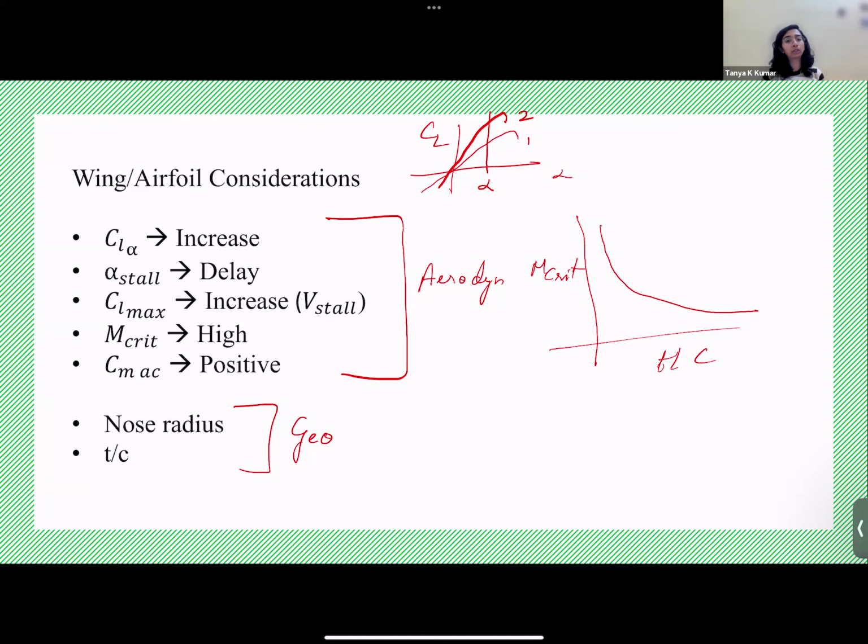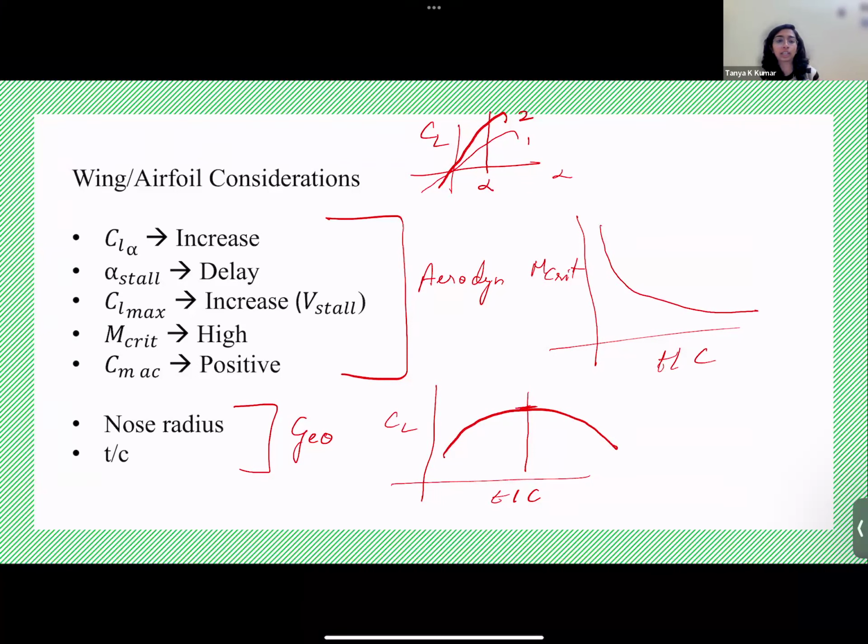Similarly, something else that depends on thickness to chord ratio was CL max. So CL max and thickness to chord varied something like this, and around 14 to 15% is when you got the highest CL. Okay, so this is another aerodynamic parameter versus some geometric parameter. Here we have nose radius, thickness to chord ratio. Can you name some other geometric parameters related to airfoil that could change your aerodynamic properties?